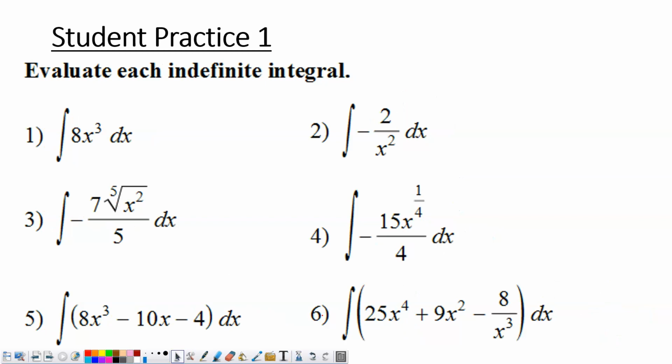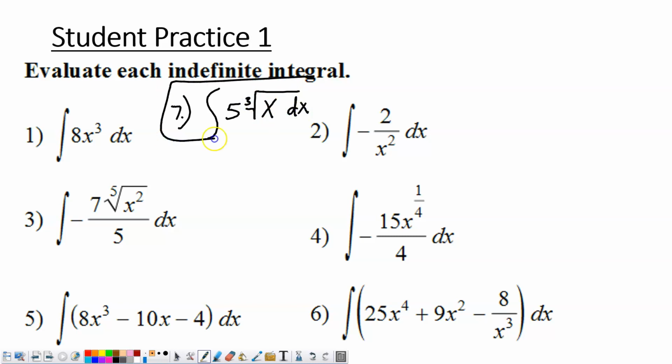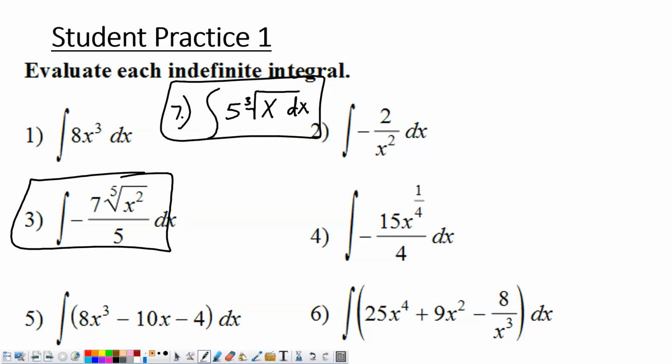Let's have you guys try. Let's start with something a little simpler first here. Let me give you guys this. How about the integral of 5 and let's say 3rd root of x. Go ahead and do that one first. After you do that one, do this one. Okay? Pause the video and give it a shot.